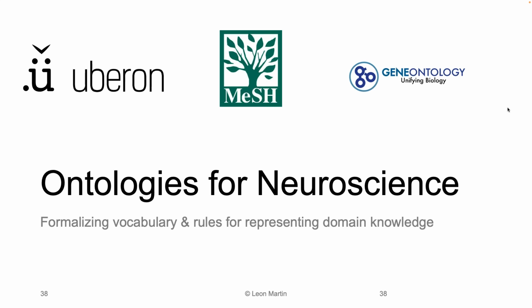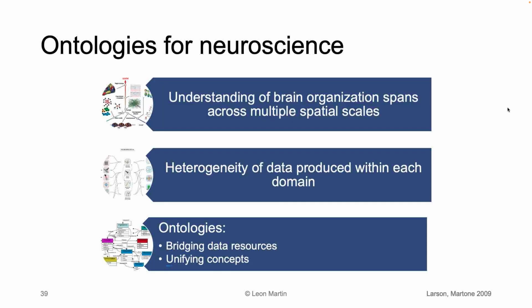So ontologies for neuroscience are about understanding brain organization and using it for multiple spatial scales, and unifying the brain concepts describing the functional or structural organization principles of the brain. We have a heterogeneity of data produced in each domain, and the rationale behind those neuroscience ontologies is bridging those data resources and unifying the concepts without the need for 100% standardization.